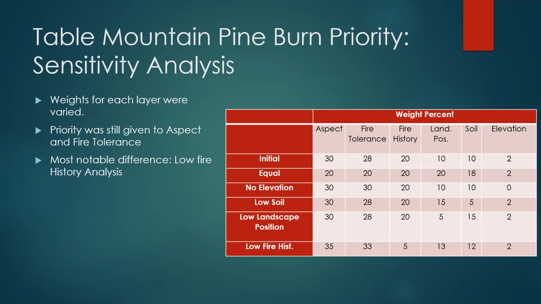The only 2 layers that I chose not to do a low weighting scheme for were the aspect layer and the fire tolerance layer, since these 2 layers were critical for identifying Table Mountain pine habitat.